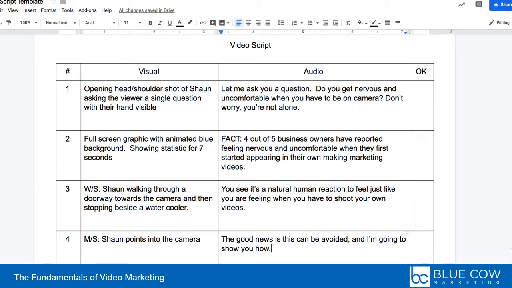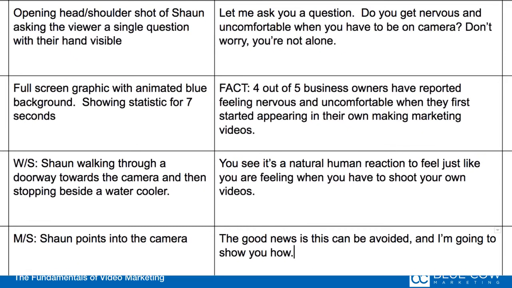Basically, it could be as little as a 2-column format, but I use 3 and sometimes 4. So the different shots are the different blocks. The left column being visual, what is seen, what's the framing of the shot, and the right, the audio, that's really ultimately the script part. So when we look at this one and we bring it in a little closer, from the visual side, opening headshot of Shaun asking the viewer a single question with his hands visible. With their hands visible, okay.